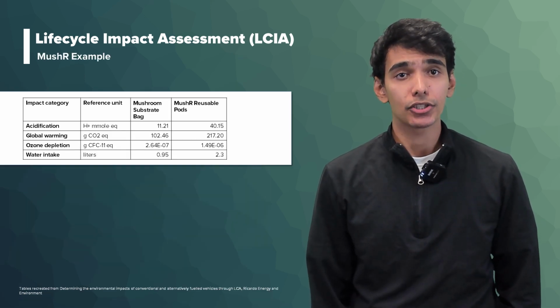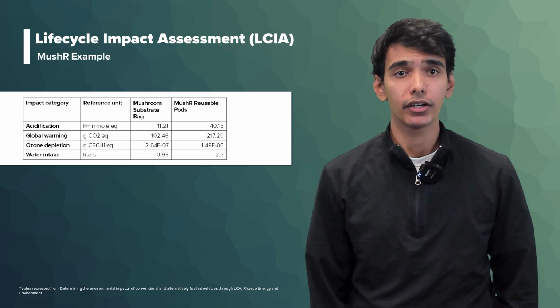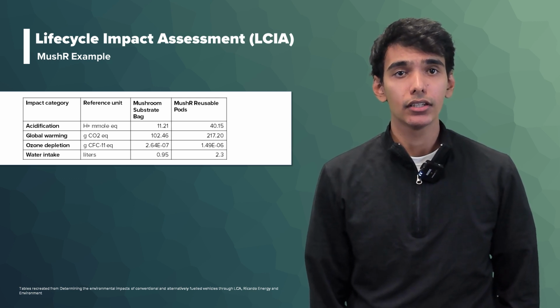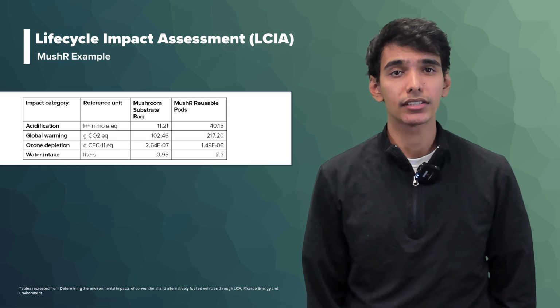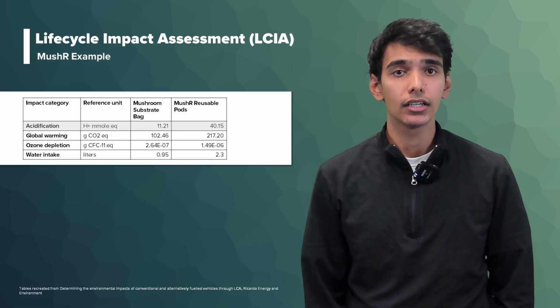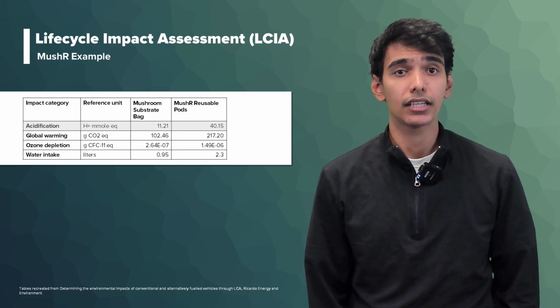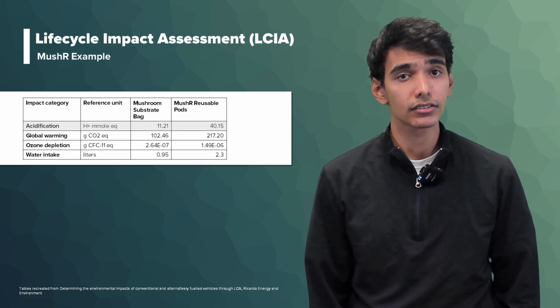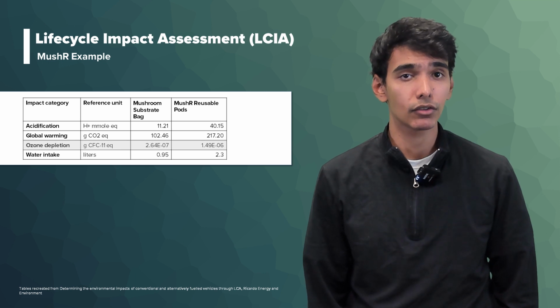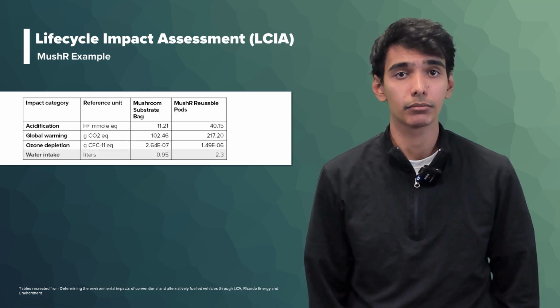Looking at the Mashar example, here are 4 selective impact categories that we looked at. These are acidification, global warming, ozone depletion, and water intake. So you can see the reference units for each of these categories. For acidification, like you said in the previous example, it's H+ mmol equivalents. Global warming is grams of CO2 equivalents, ozone depletion is CFC equivalents, and water intake is simply liters.